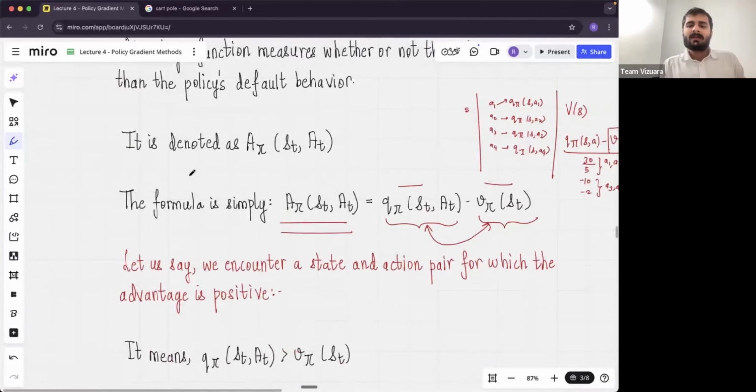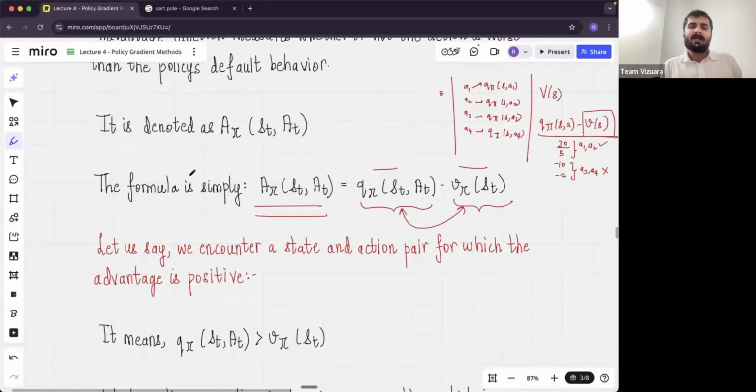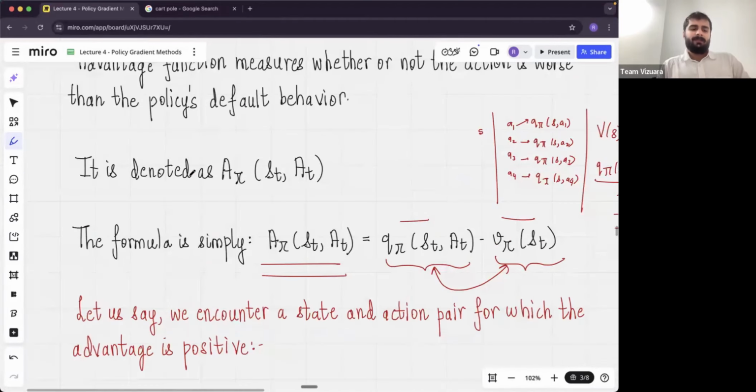Now the question is, how do I estimate these advantage functions? Because they are central whenever we are going to use policy gradient algorithms in the future also, we need to find a way to estimate these advantages. And let us try to understand how we can go ahead and estimate the advantages.